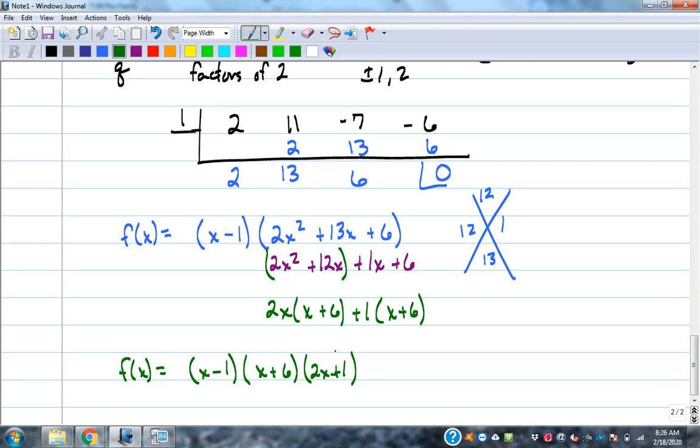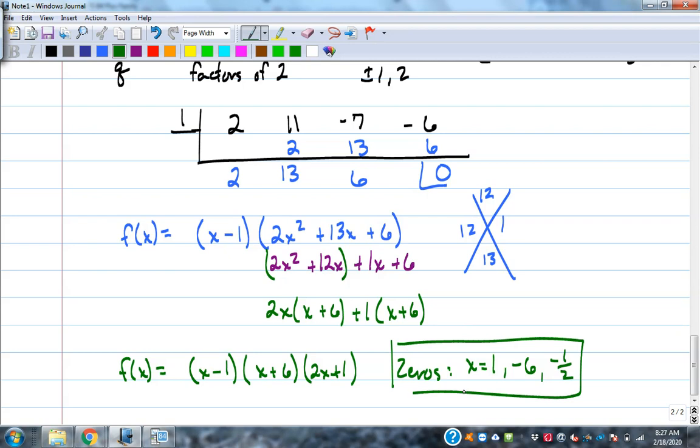Remember, we were talking about intercept form when we did quadratics earlier. So that's the factored form of that polynomial. What are the zeros? x equals 1, negative 6, and negative 1/2. How did I get those from those factors? Yeah, just set them equal to 0 and solve.